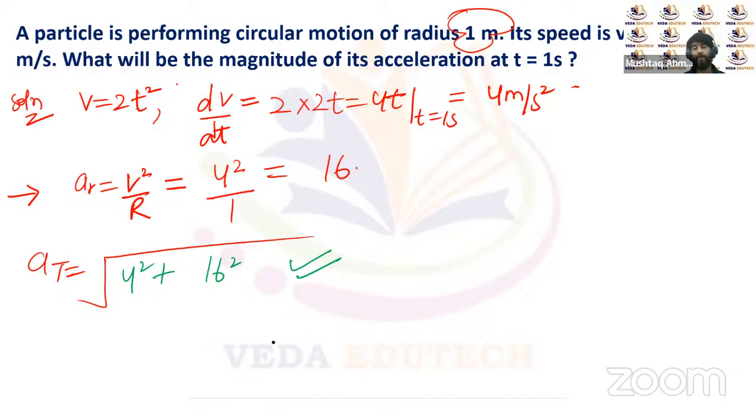In a uniform circular motion, the speed is not changing, so the tangential acceleration is zero. We can say that the only acceleration present in the uniform circular motion is the radial acceleration, and this radial acceleration continuously changes the direction of the velocity vector.